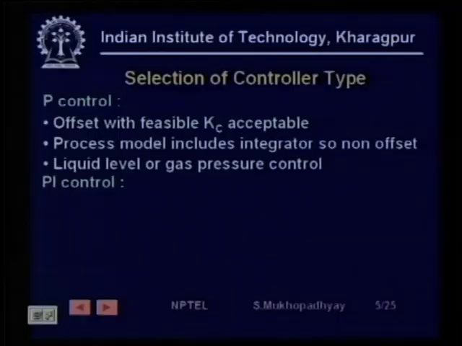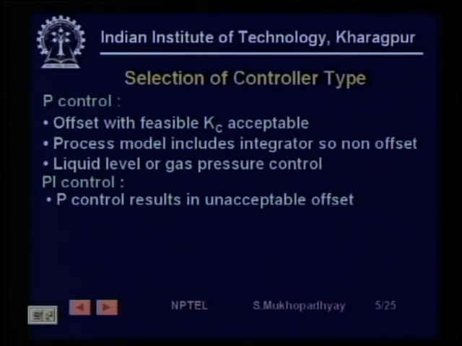is that the gas pressure or the liquid level does not fall below a certain limit. So, as long as it varies a little bit within that limit, it is generally considered acceptable. In such cases, even if the plant does not include an integrator, having proportional control is okay. But there are various situations where a steady state offset cannot be tolerated. In such a case, obviously you must go for PI control.